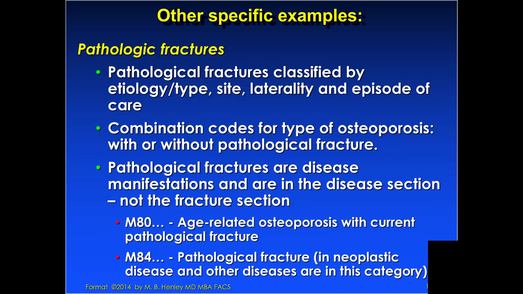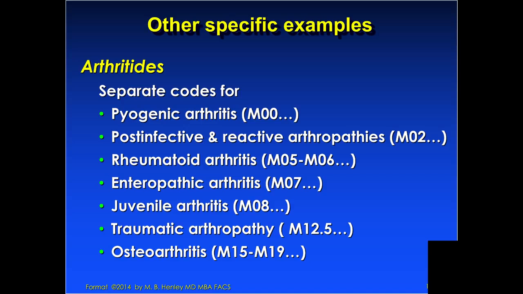Pathological fractures are classified by etiology, type, site, laterality, and episode of care. We've reviewed the osteoporotic fractures with and without pathologic fractures. Pathologic fractures are all found in the disease section, and that's a review. What about arthritides? There's separate codes for pyogenic arthritis, post-infective and reactive arthropathies, rheumatoid arthritis, neuropathic arthritis, JRA, or juvenile arthritis, traumatic arthropathy, and osteoarthritis.